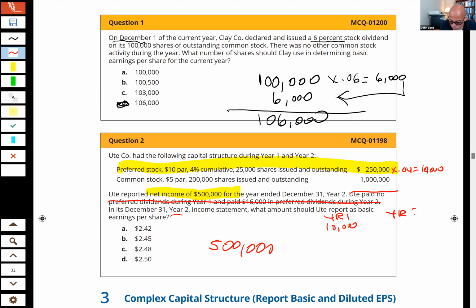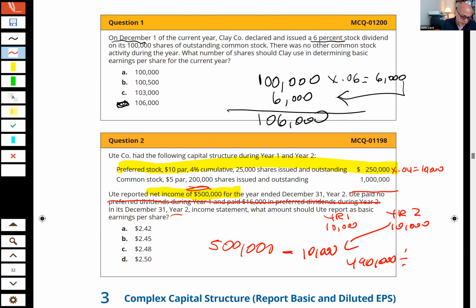Year two, okay, we have the 10,000 again, and we subtract that in calculating the basic earnings per share, whether they are declared or not, whether they're paid or not, when they are cumulative on preferred. So we subtract that 10,000, which in that case was relevant to year two. Then it gives me the year one income. So I couldn't do year one here if I wanted to. And so that would give me what? 490,000.